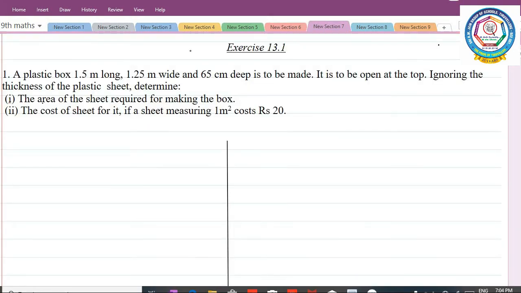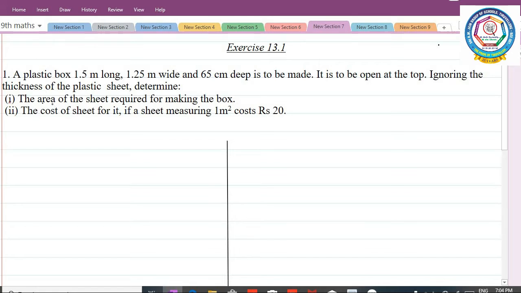Exercise 13.1, first question. A plastic box 1.5 meter long, 1.25 meter wide and 65 centimeter deep is to be made. It is to be opened at the top. Ignoring the thickness of the plastic sheet, determine: first, the area of the sheet required for making the box; second, the cost of the sheet for it, if a sheet measuring 1 meter square costs 20 rupees.